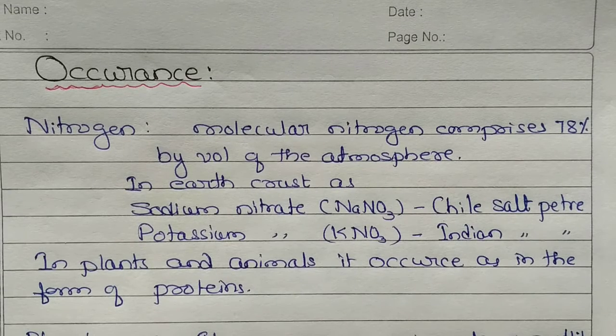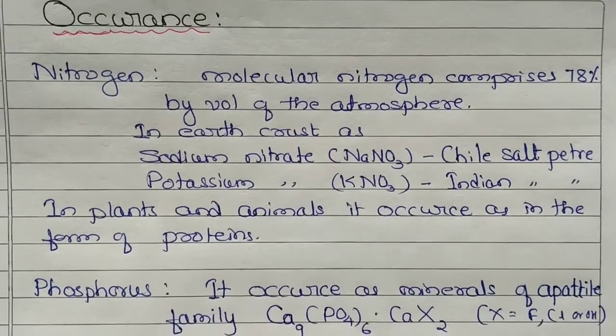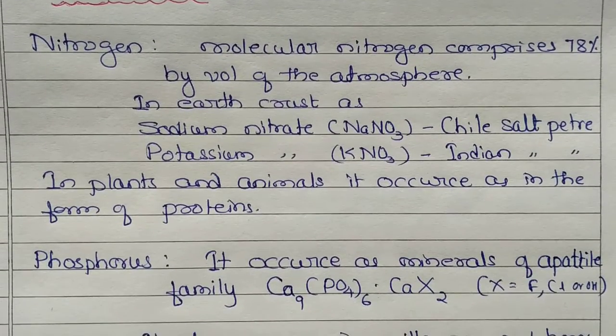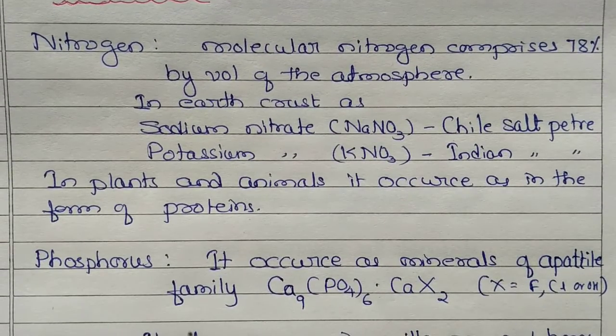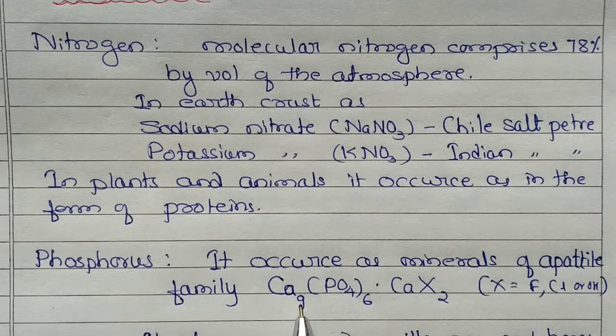Then phosphorus exists as a phosphate. So it occurs as a mineral of the apatite family, that is calcium phosphate, Ca9(PO4)6·CaX2. X means a halogen, that is fluorine, chlorine, or an OH group also. So that is the apatite family.